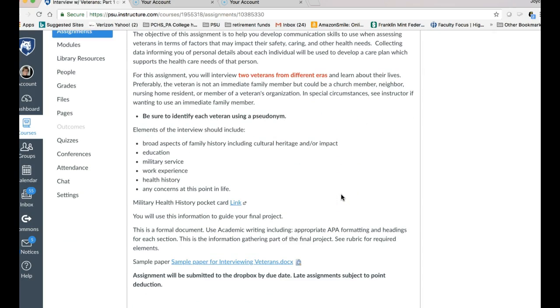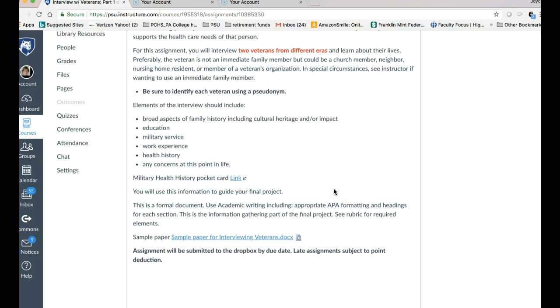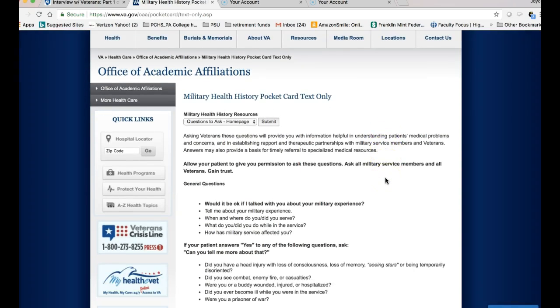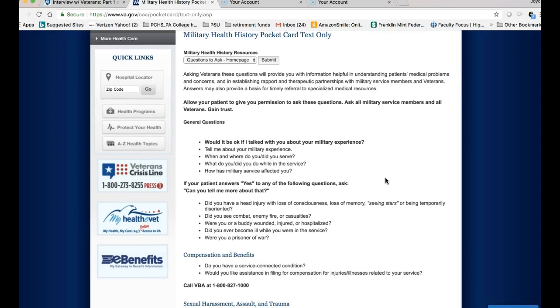When you write your interviews out for submission, you want to be sure that you use a pseudonym. Remember, you don't want to have any HIPAA violations. Elements of the interview should include what is right here in your, I believe it's your second module. There is a health history pocket card link. I also included the link here, and when you click on the link, it helps you with the whole interview process. It actually guides you through the entire interview.